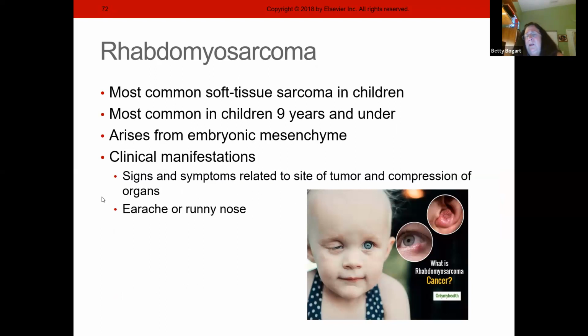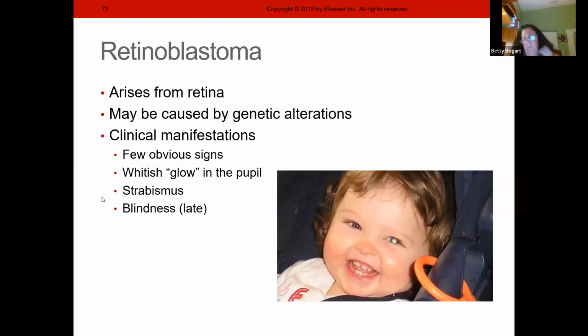Rhabdosarcoma comes from different places: eyes, ears, nose, in the mouth. These are tumors that come out, and they're very subtle. And if we remove them, they're very hard to see. Retinoblastoma is in the retina. These are children that you put a flashlight on and you see that white glow.